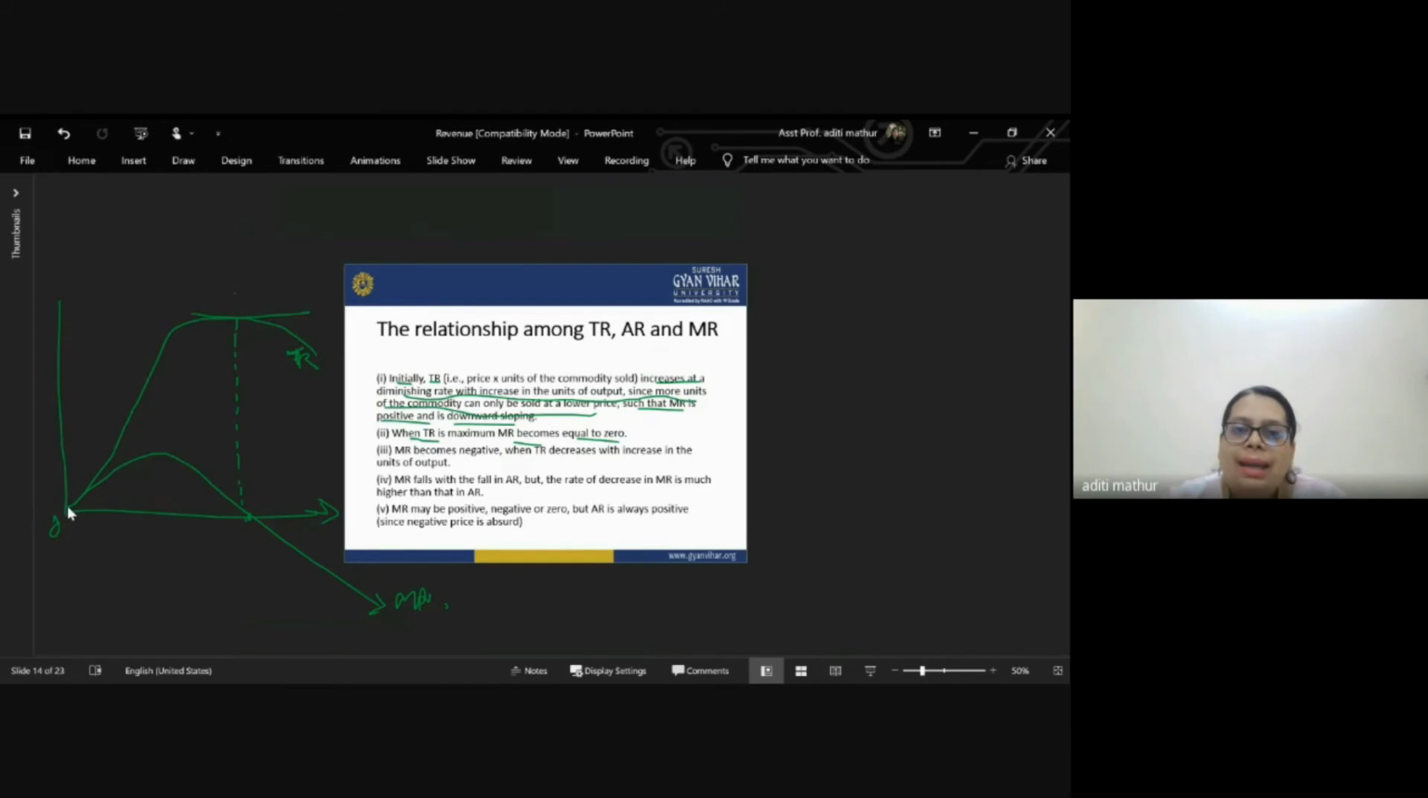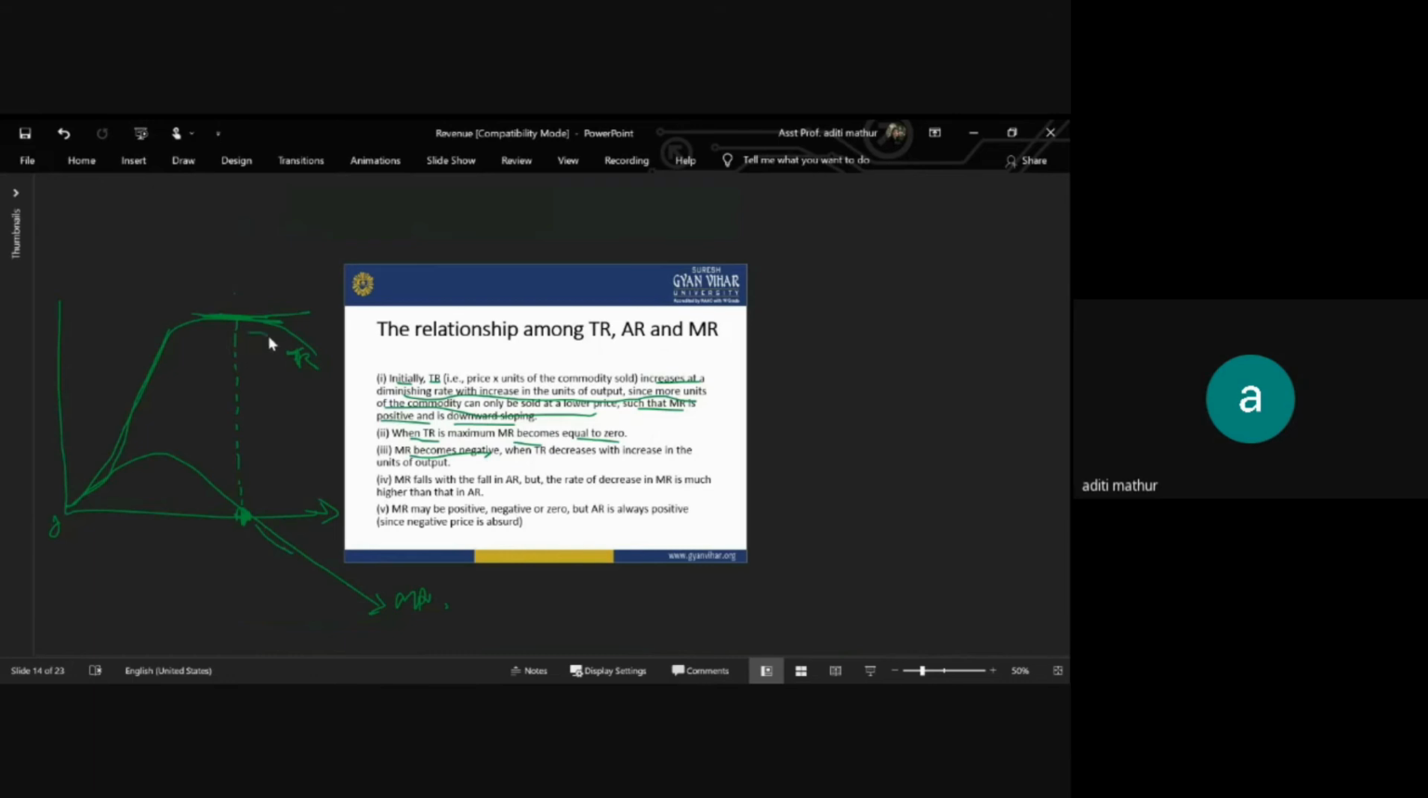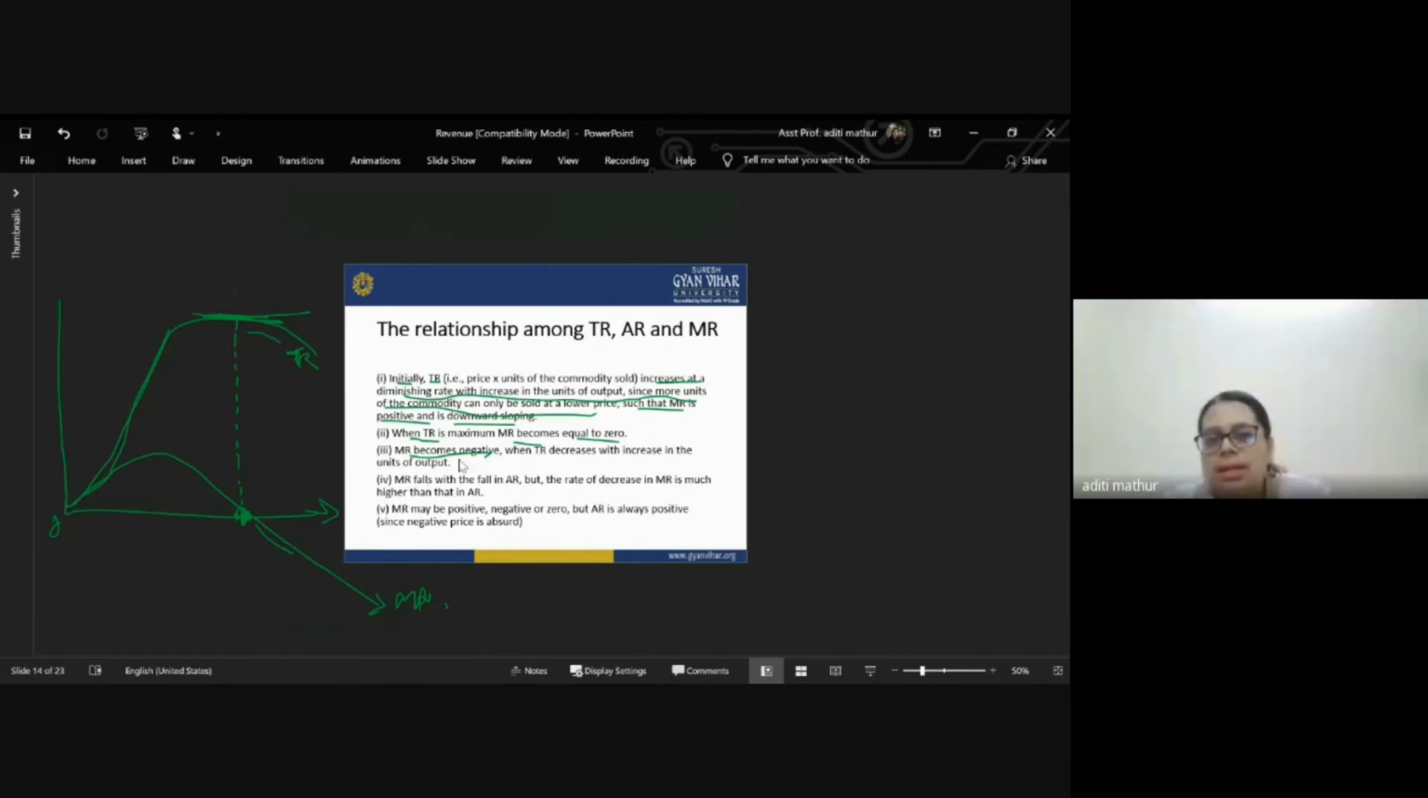right? So you can see at the initial level, your TR increases at a diminishing rate, right? We will understand what we mean by diminishing rate in the upcoming videos. But right now, just see that as your TR is increasing, your MR is also positive. It is not zero, it is not negative. But the moment your MR touches the x-axis and is zero, your TR is at its maximum, right? And when MR becomes negative, you see over here, your TR starts falling. MR becomes negative, your TR starts decreasing with an increase in the output.